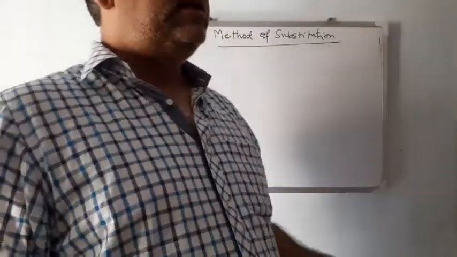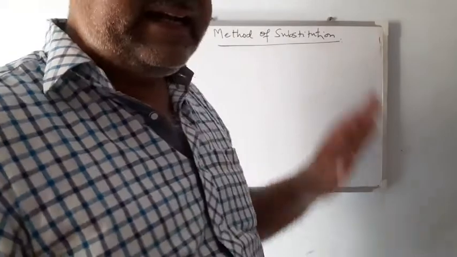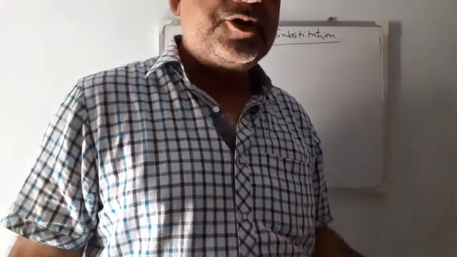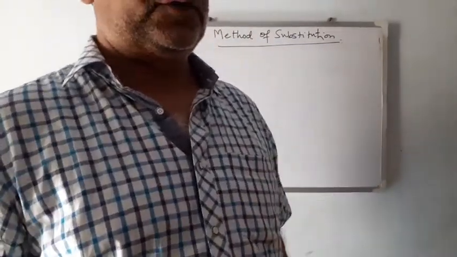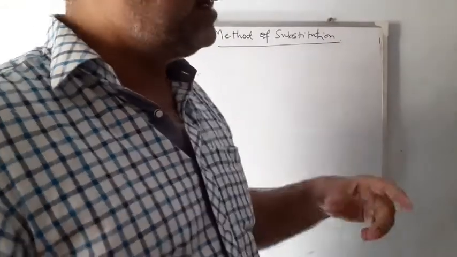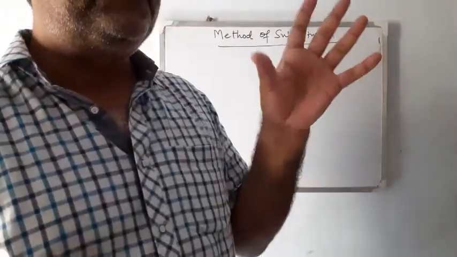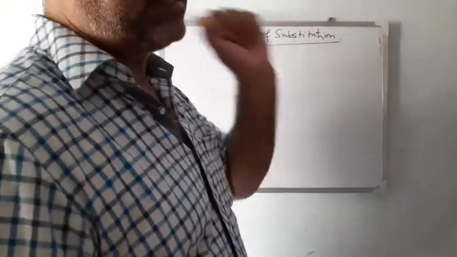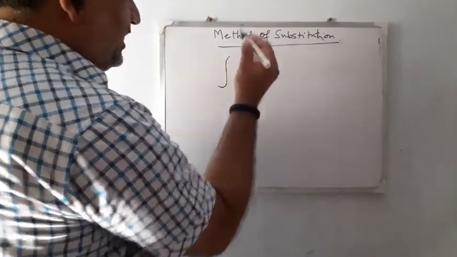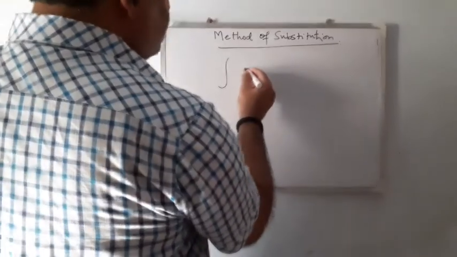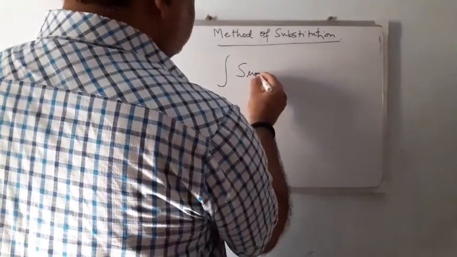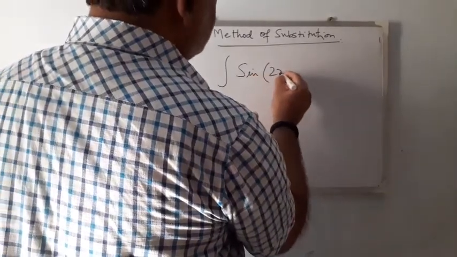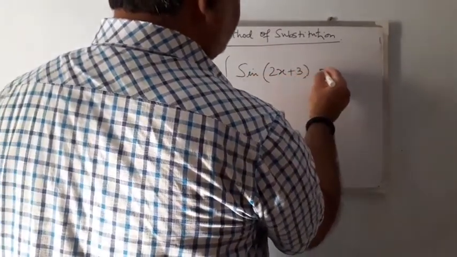Now here we are interested in finding the integration of some complicated functions, meaning they are not direct. In those cases, the formula is not directly applicable. For example, as you see, suppose we want to integrate the integral of sine of 2x plus 3 dx.